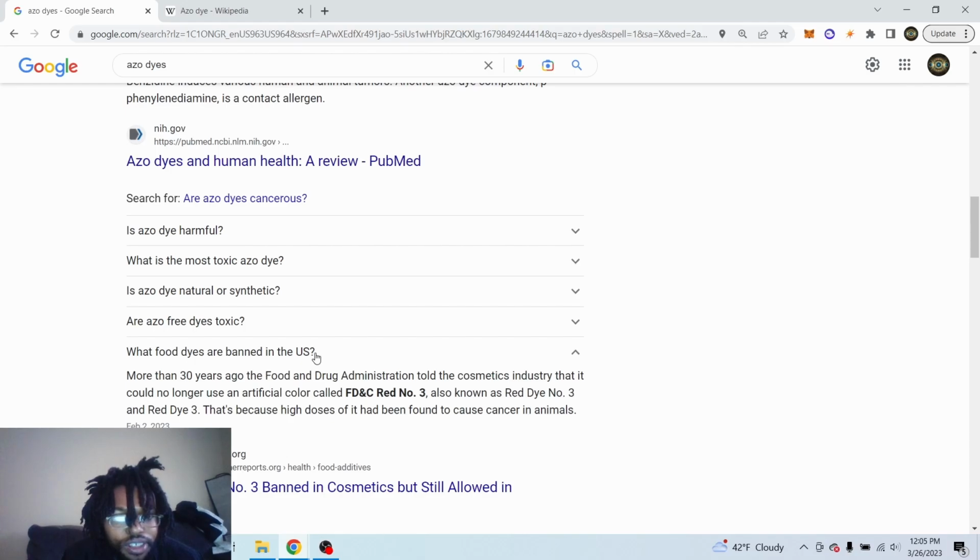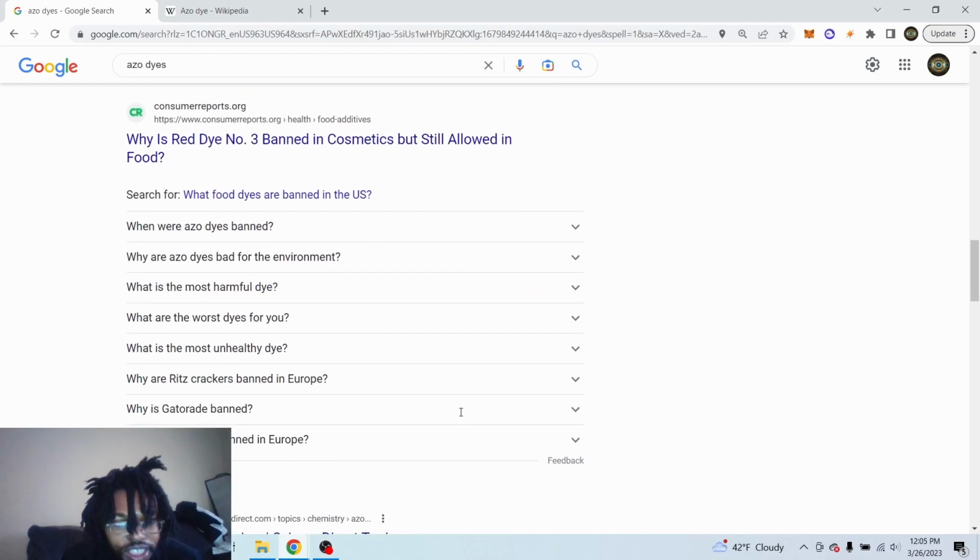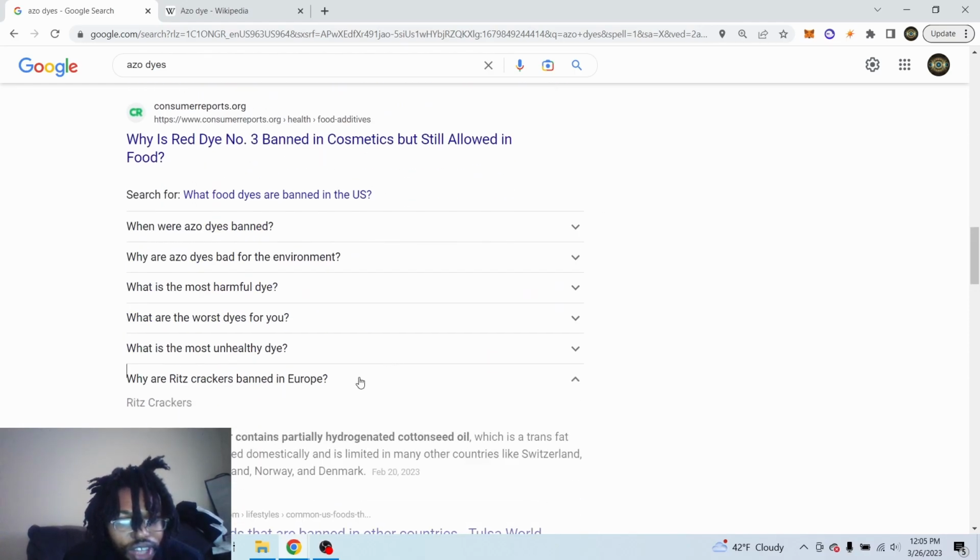What food dyes are banned in the U.S.? More than 30 years ago, the Food and Drug Administration told the cosmetics industry that it could no longer use an artificial color called FD&C red number 3, also known as red dye number 3. That's because high doses of it have been found to cause cancer in animals. Well, little did everyone know that I think it's called red 4, yellow 5. You know what I'm saying? Those things are still cancer causing, and it's okay over here.